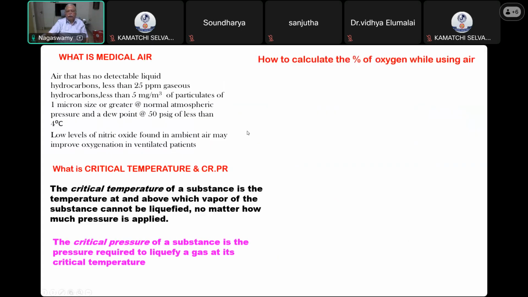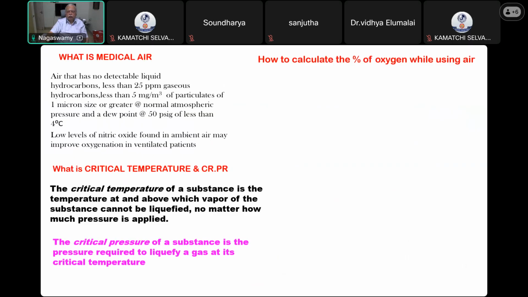Okay. How to calculate when you use both oxygen and air in your day-to-day practice? How do you know what is the percentage of oxygen you are delivering to the patient? Supposing you keep 2 liters of oxygen and 2 liters of air, what is the percentage of oxygen you are delivering to the patient? How do you calculate that?